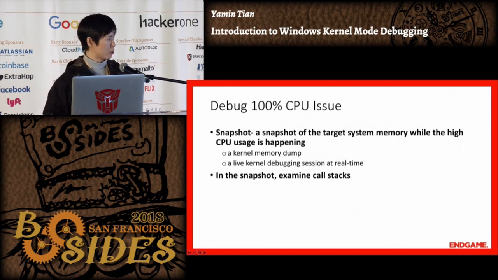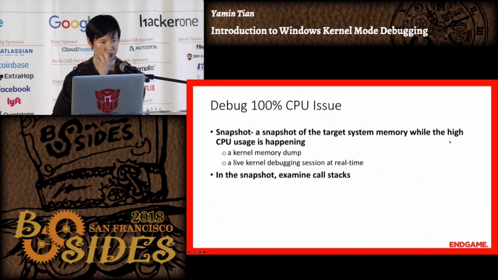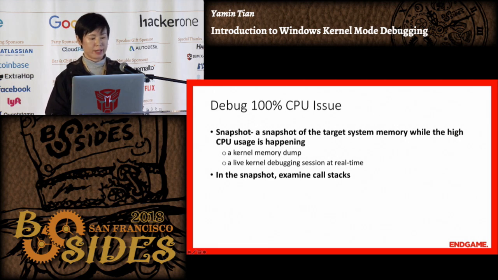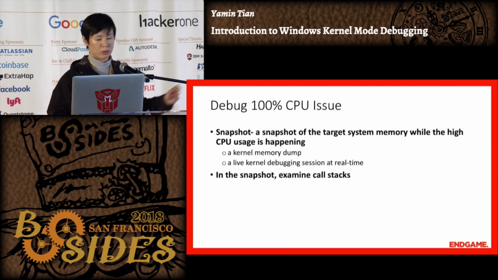The keyword is snapshot. The snapshot is a capture of the target system memory while the high CPU usage is happening. It can be a kernel memory dump, or it can be a live kernel debugging session in real time. And then in the snapshot, you examine all the call stacks. So that's the general approach.